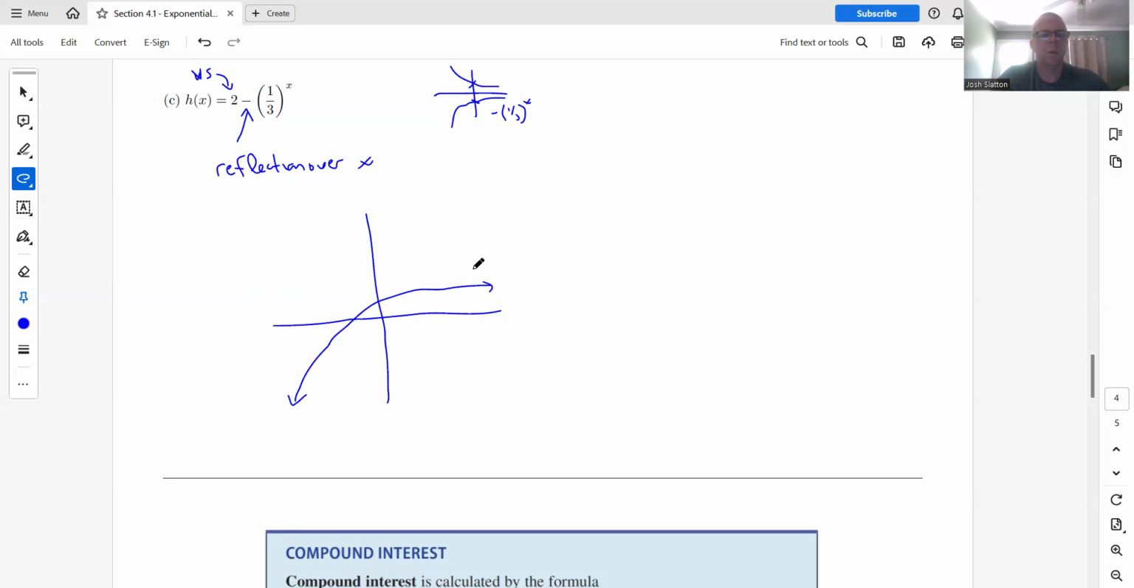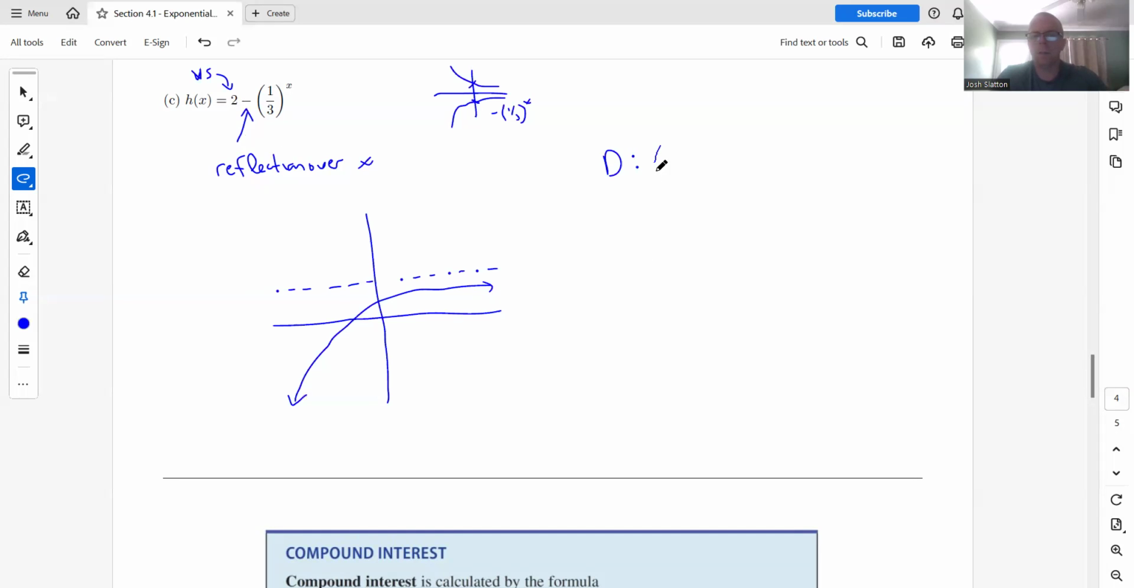And so where would our horizontal asymptote be? We can figure that out from the shifts as well, but we can also figure it out algebraically. So the original would be y equals 0. When you reflect it, it's still y equals 0. Now we're shifting it up, so we're going to shift the y equals 0 up. So now it's going to be at y equals 2. You can also say, when x gets really large, 1/3 to that really large number is going to go to 0. And so that leaves us with 2 as well. So you can figure this out algebraically or using the graph, either way.